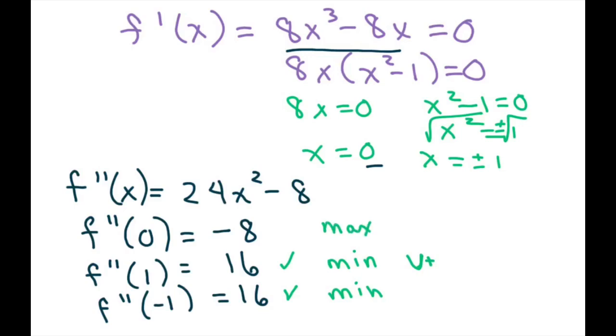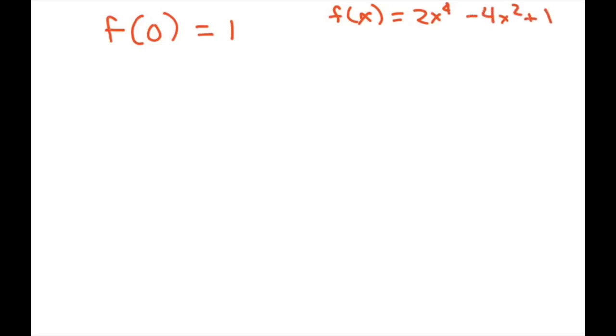Okay, so now we just plug the x values back into the original equation and get the coordinates. So we're going to plug these 1, 2, 3 points back into our original. Just into the original, plug f of 0, that's just going to equal 1. This is our original again, f of x equals 2x to the 4th minus 4x squared plus 1. Again, this would be your y-intercept on this one.